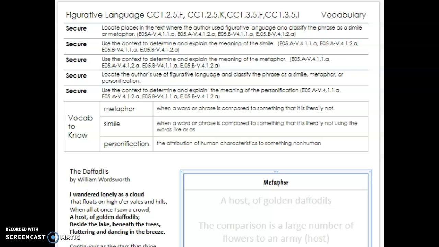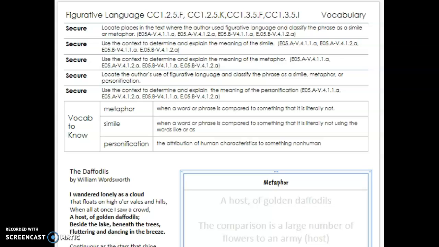So instead, if I said, she is as fast as a cheetah, then it's a simile. And the simile really gives you more of a hint of why the comparison is, where the metaphor assumes that you would know why they were using that comparison. Personification is a completely different thing.